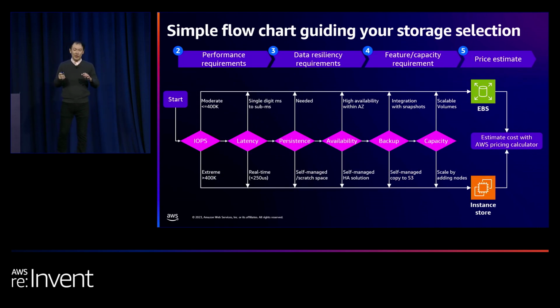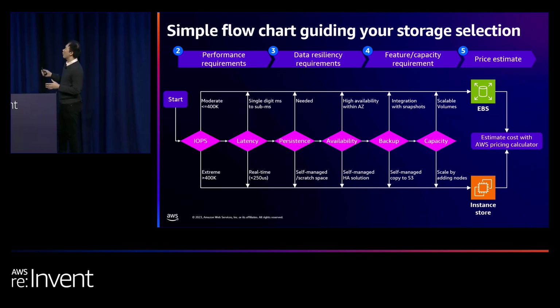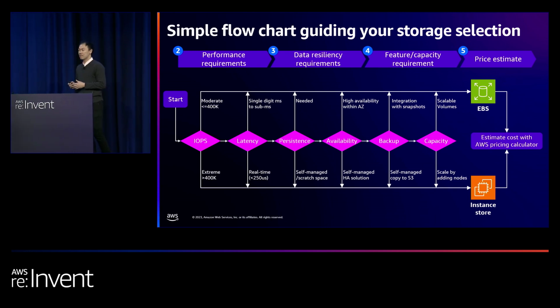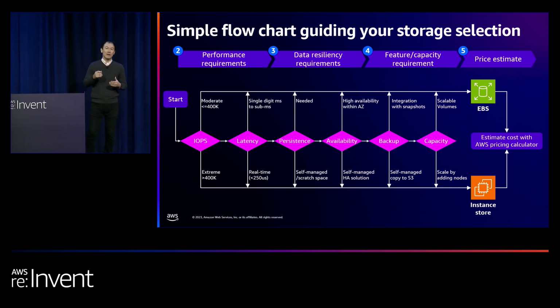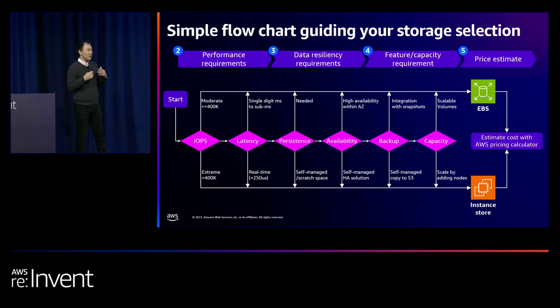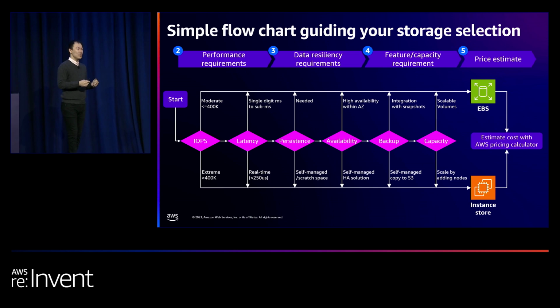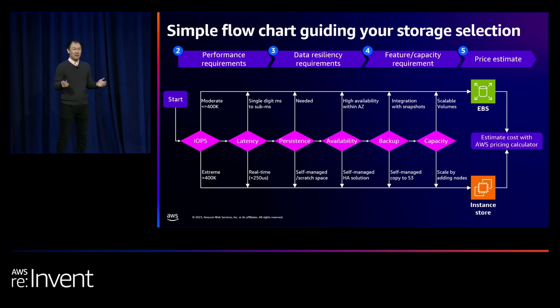Then you can use this flowchart to help you further navigate down the path to the right block storage. So we start from the left. First step is, what is your performance requirement? Do you have a very sensitive need in terms of latency that is real time? And do you need 1 million IOPS? If that's the case, go with Instance Store. If you need sub-millisecond level latency, or even single-digit millisecond latency, and if your IOPS need is below 400,000, you can use EBS.